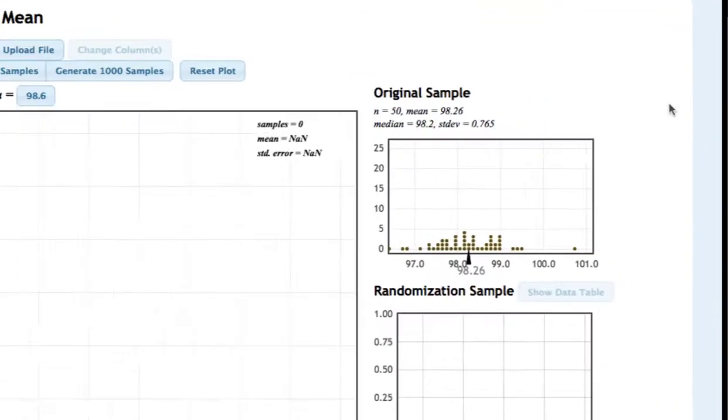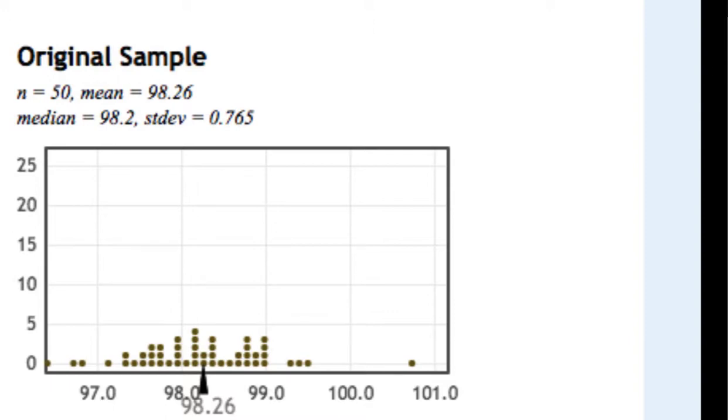On the right, we can see our original sample distribution. We had a sample of 50 healthy adults and measured the body temperature of each. Our sample has a mean of 98.26.